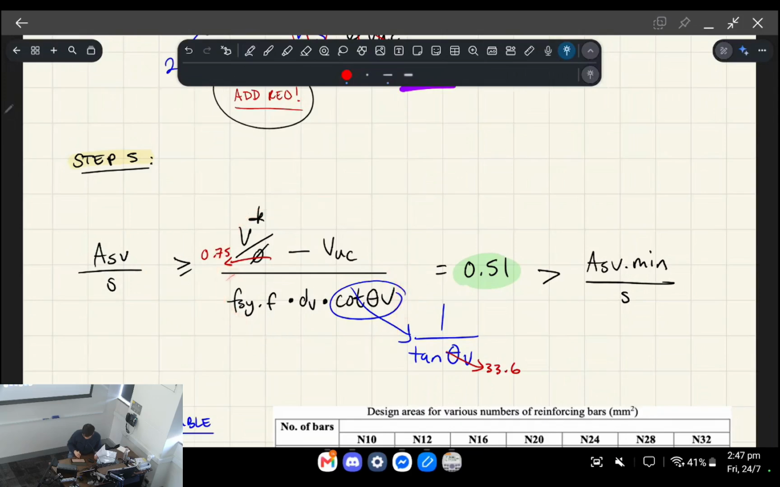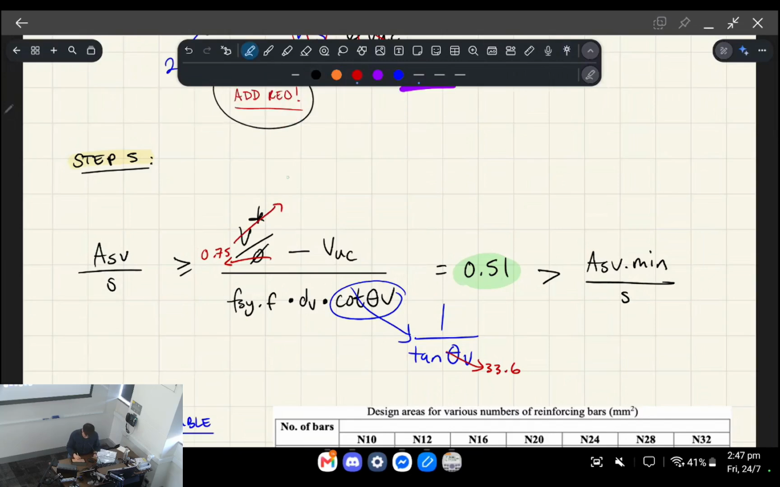So this whole formula is essentially the threshold value for the amount of steel that you're allowed to provide, okay? It has to be greater than this threshold value. And then it also has to be greater than the minimum stirrup density that is allowed, in general. Okay, so let's plug everything in.